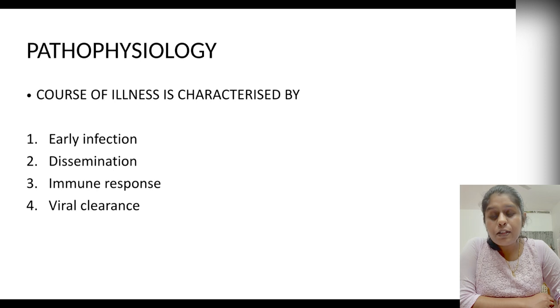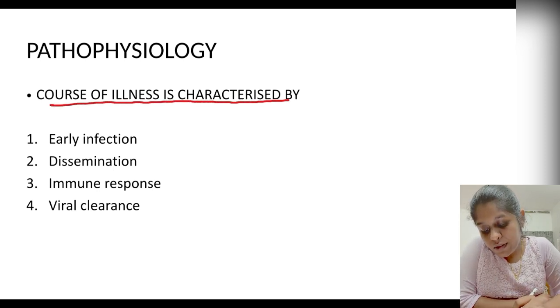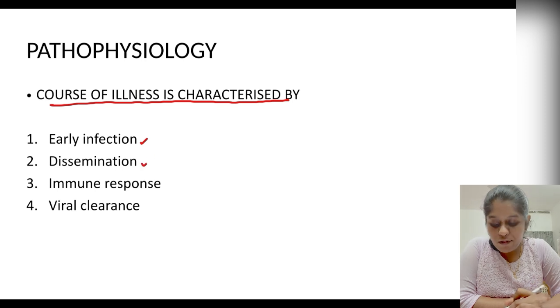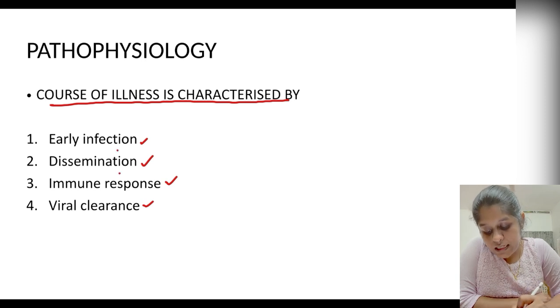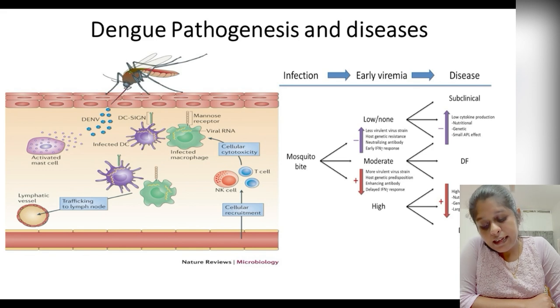So coming to the pathophysiology of dengue viral infection, the course of illness is characterized by 4 phases: early infection, dissemination, immune response, and viral clearance. The first phase is the early infective phase, then comes the dissemination phase, then the immune response phase, and then viral clearance. So let's look at the pathophysiology of dengue viral infection.